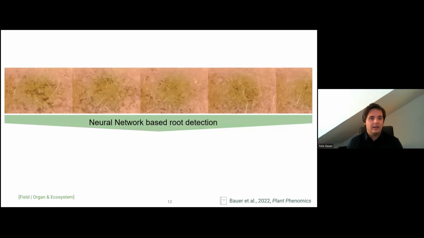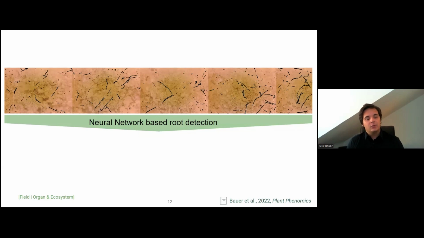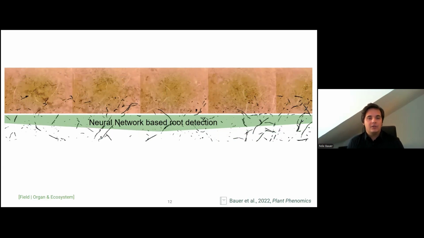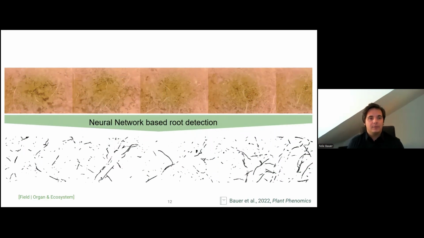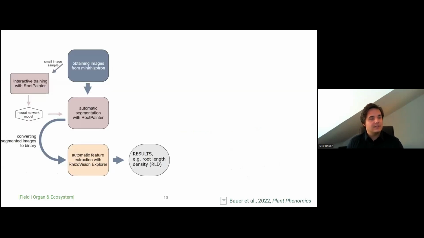The solution I found is a neural network-based root segmentation, which was then implemented on our house cluster and also at the UD supercomputer for upscaling. And there we extracted and segmented the roots, and then later executed automated feature extraction, which gave us a lot of different root traits from the images. So this is the pipeline.